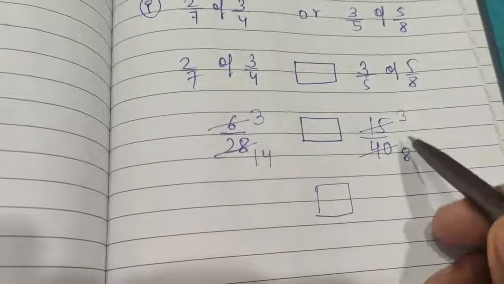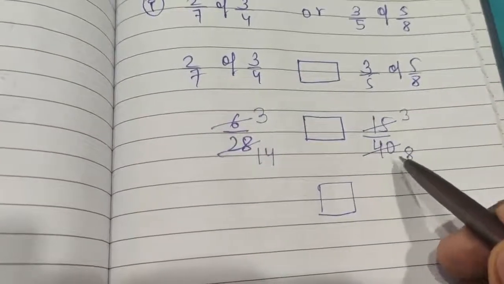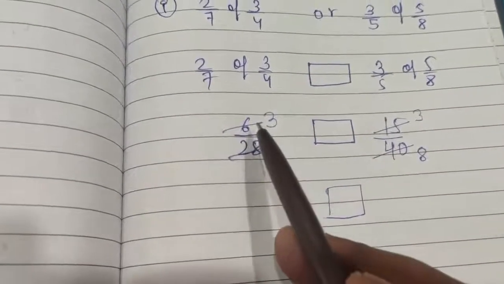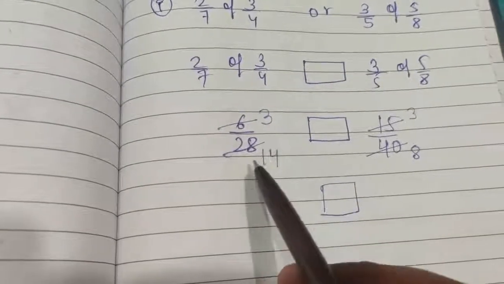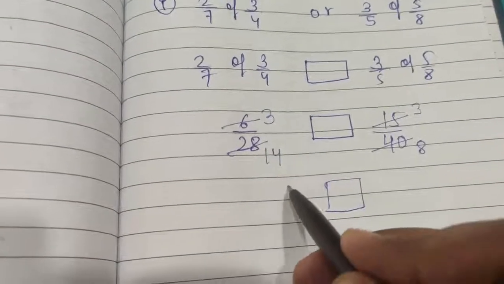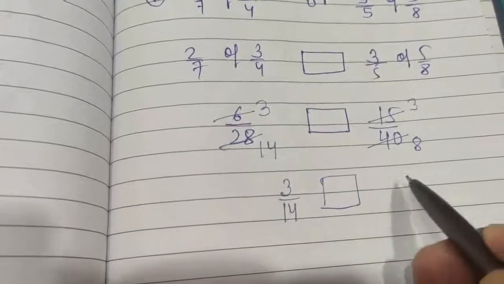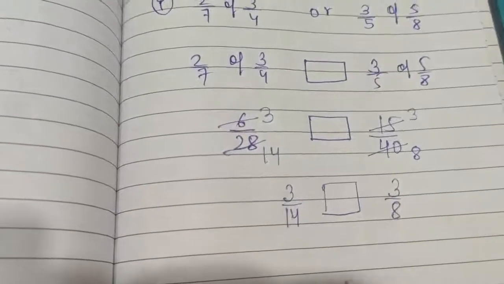Now these two numbers are divided by 5. 5 3s are 15 and 5 8s are 40. Or this is divided by 2. 2 3s are 6 and 2 14s are 28. So 3 upon 14 and 3 upon 8.